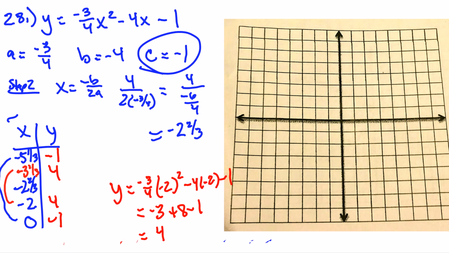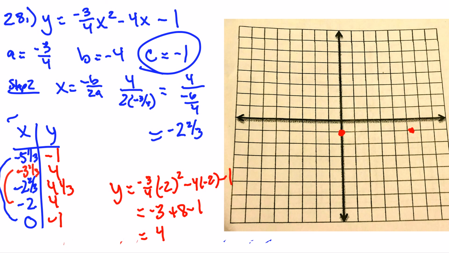Now I'm going to plug in negative 2 2/3. When I plug that in, I get 4 1/3. So I'm going to go 0, negative 1. I'm going to go over 5 and 1/3 and go down to negative 1. So it's about right there.